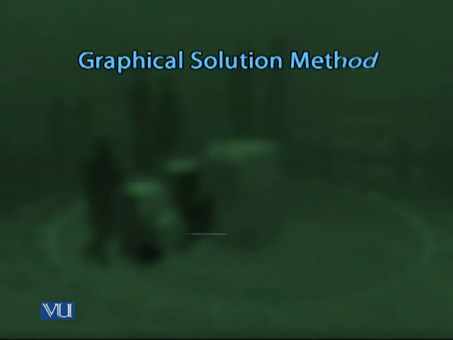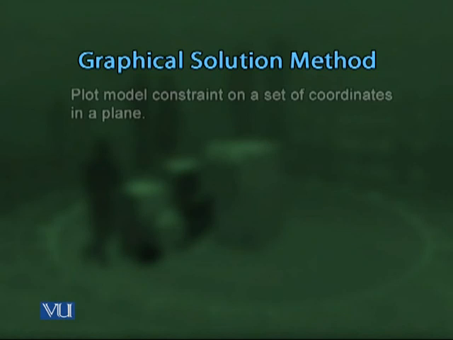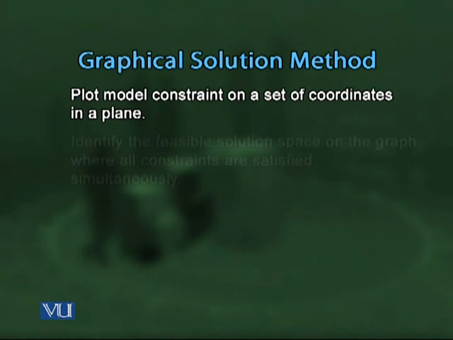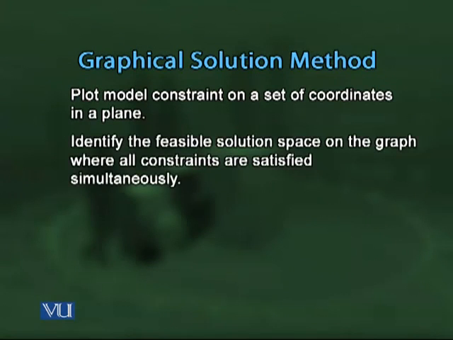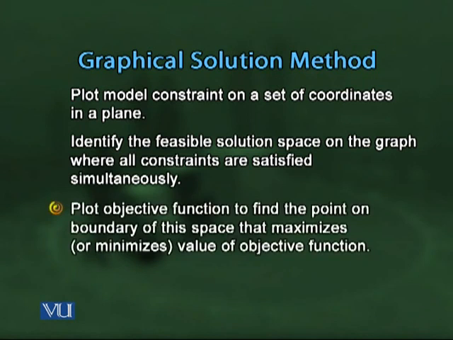Now in order to find the graphical solution of a linear programming problem, the steps that we have to take are: number one, we have to plot model constraints on a set of coordinates in a plane. Number two, we identify the feasible solution space on the graph where all constraints are satisfied simultaneously. And number three, we plot the objective function to find the point on the boundary of the space that maximizes or minimizes the value of the objective function.